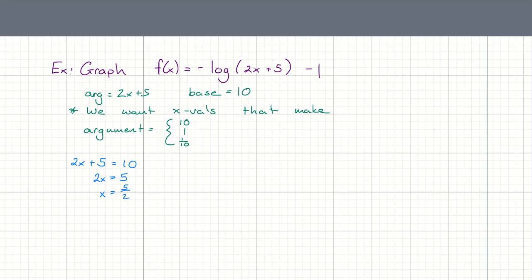Number 4, I also want my argument, which is 2x plus 5, to be equal to what? 1. Okay, I'm going to not do this one right now, and I'm going to leave a little blank space so that you can do that one. Last one, number 2. I also want to find 2x plus 5 equal to what? 1/10. These two parts are yours. I'm just going to put dot, dot, dot.